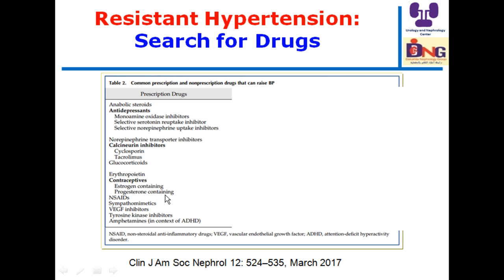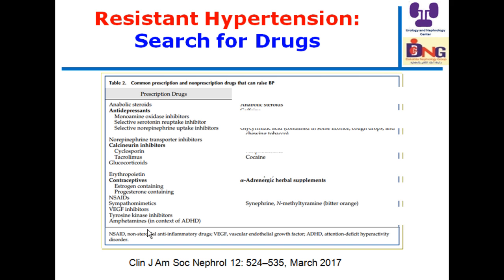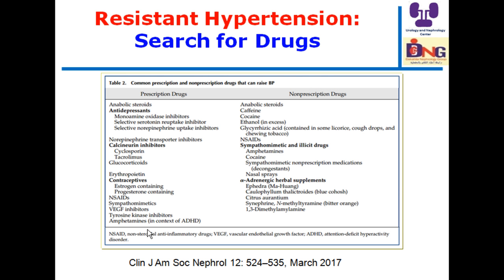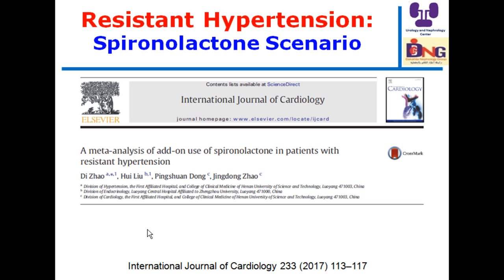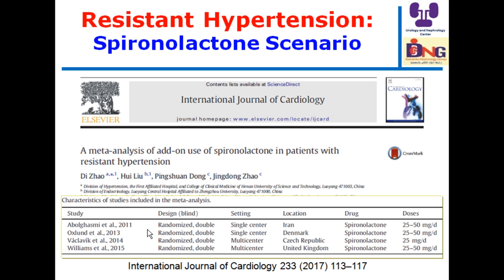Non-steroidal anti-inflammatory drugs, sympathomimetics, VEGF inhibitors, tyrosine kinase inhibitors, amphetamine. So the list of drugs is exhaustive, showing that drugs may worsen blood pressure control. Even non-prescription drugs like anabolic steroids, caffeine, cocaine, ethanol, NSAIDs, alpha adrenergic herbal supplements, all these may lead to uncontrolled hypertension. Again, spironolactone given in small or moderate dose from 25 to 50 milligrams may help a lot in management of resistant hypertension, so it can be added as a fourth drug for management of hypertension.